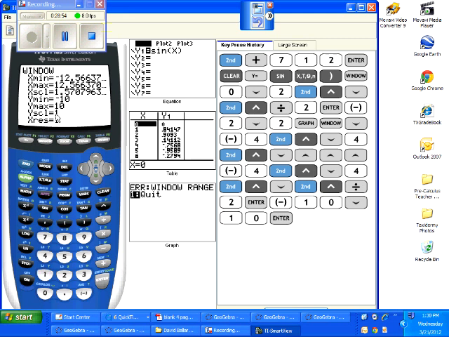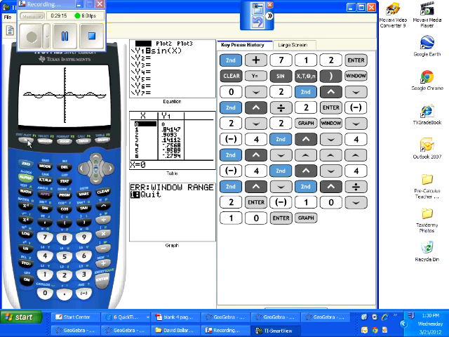X scale is 1. That's fine. Oh, my X scale, I made it pi over 2, because that's the normal jumps we're making on a sine wave, right? All right, everybody good with that? So we're going to hit graph, and that just gives us a whole bunch of waves.